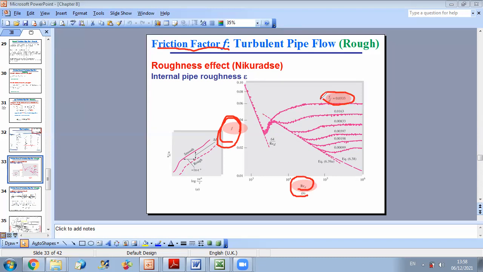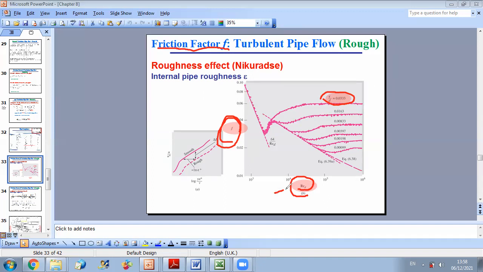So the strategy is, instead of developing empirical relations that are complex to use, we can use graphs. These scientists performed several experiments for different values of Reynolds, F, and epsilon over d, and they were able to draw these different graphs. For example, how do they do this?